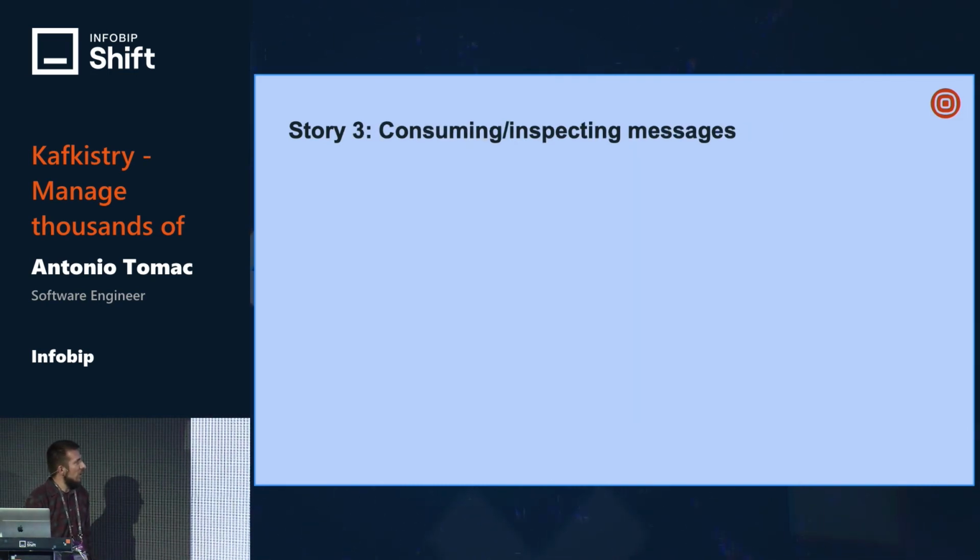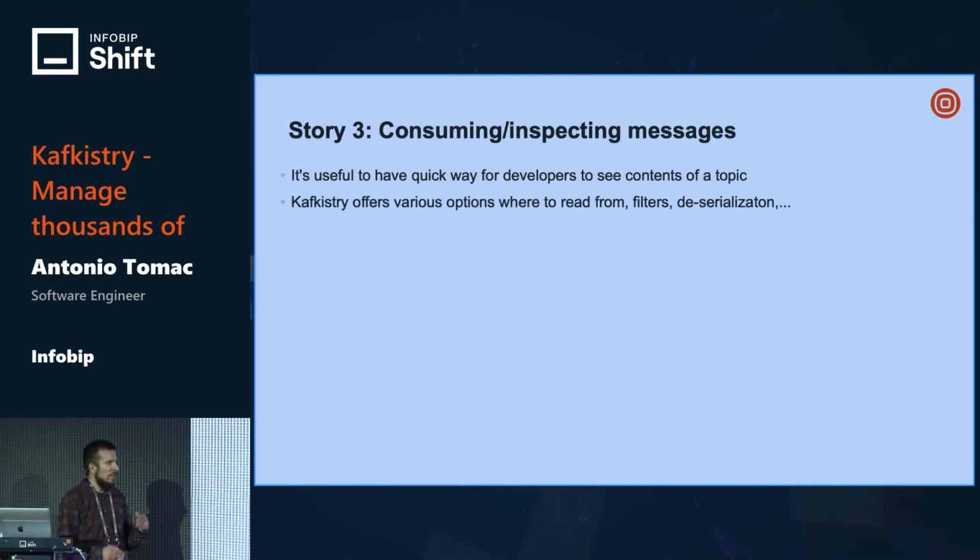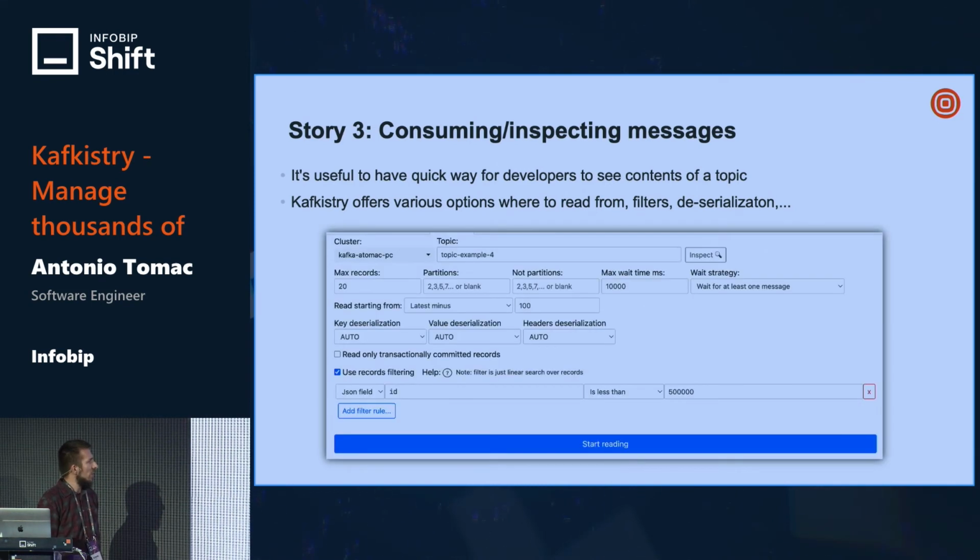The next story is consuming and inspecting messages. This means that developers can simply open the UI and on demand peek into the topic contents. This is useful for maintainers of consumer and producer applications if they need to check if something is there, or is it correct. And Kafkistry offers various options when we want to start reading something.